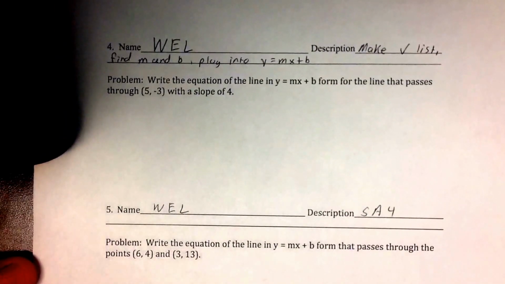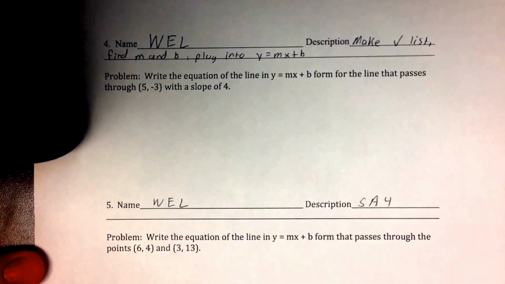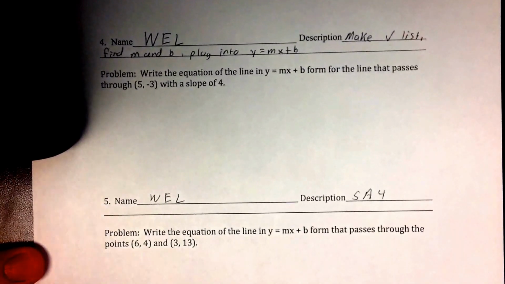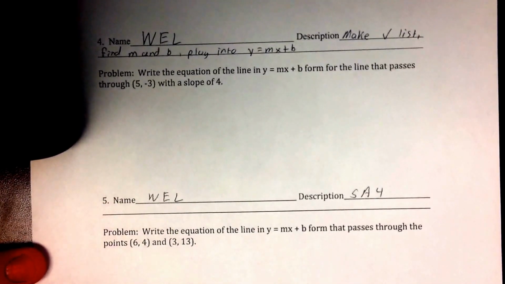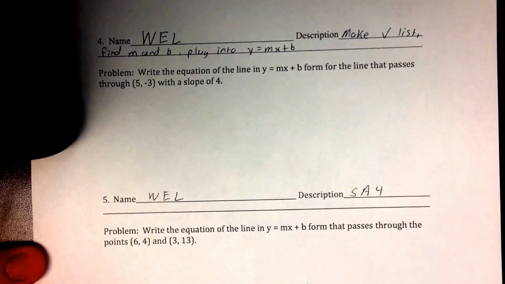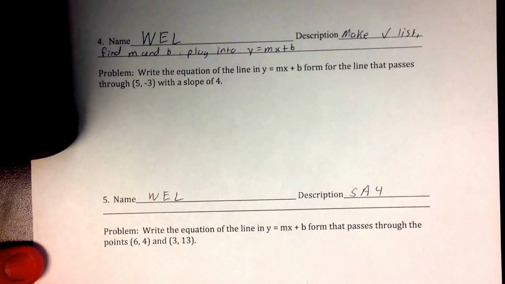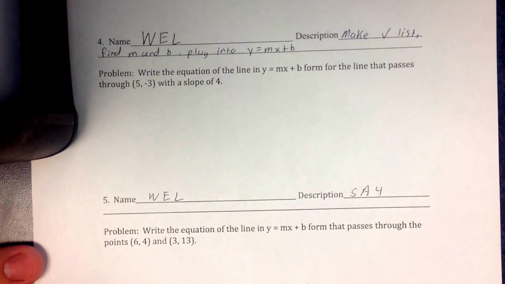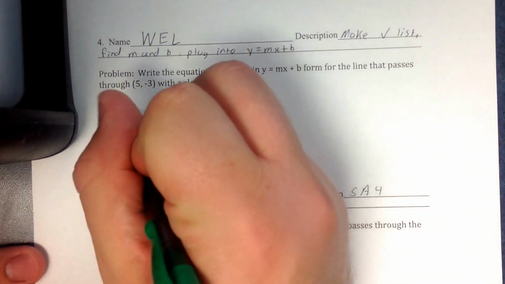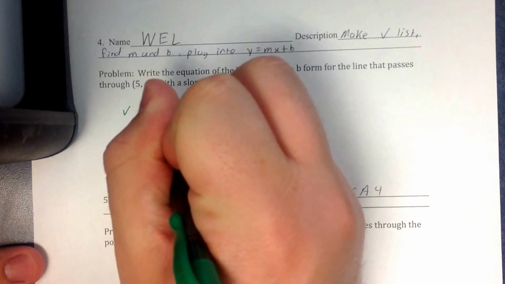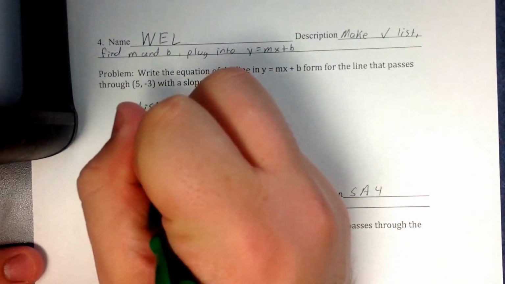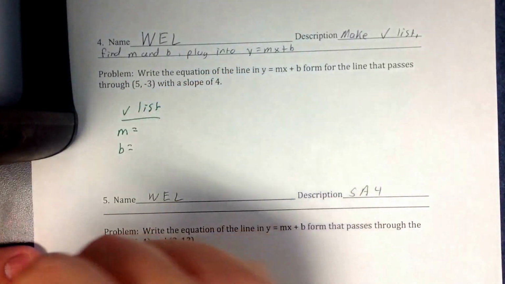Okay, 4. Write the equation of a line in y equals mx plus b form for the line that passes through (5, -3) with a slope of 4. So it's a writing equation of a line, WEL. I want to make a checklist. I want to find m and b, and I want to plug into y equals mx plus b. So my checklist, I need to know what m is, and I need to know what b is.